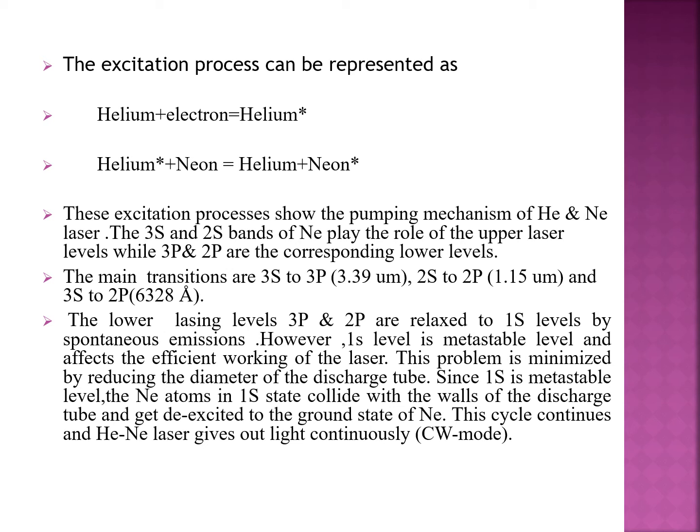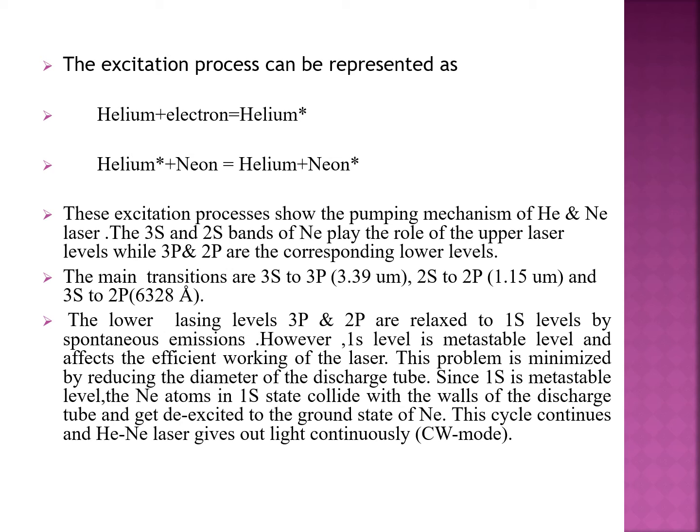The 3s and 2s bands of neon play the role of upper laser levels, while the 3p and 2p are the corresponding lower levels. The main transitions are 3s to 3p, 2s to 2p, and 3s to 2p. The lower lasing levels 3p and 2p are relaxed to 1s levels by spontaneous emission.